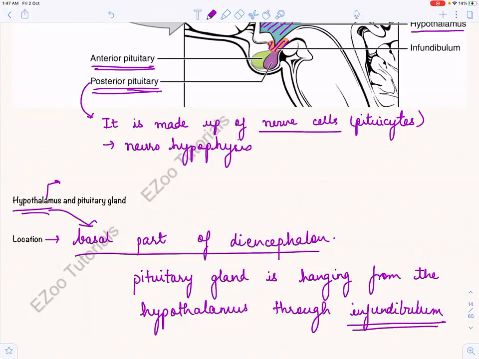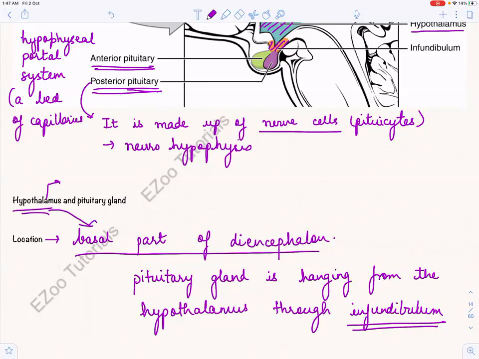whereas the anterior pituitary gland is not made up of nerve cells, and it has what? It has a portal system. So you can say it has a hypophyseal portal system. Whenever we use the word portal system, it has a bed of capillaries, right? So it has a bed of capillaries. What I'm trying to say when I say a bed of capillaries is that there are some capillaries which are connected together and they're opening somewhere.